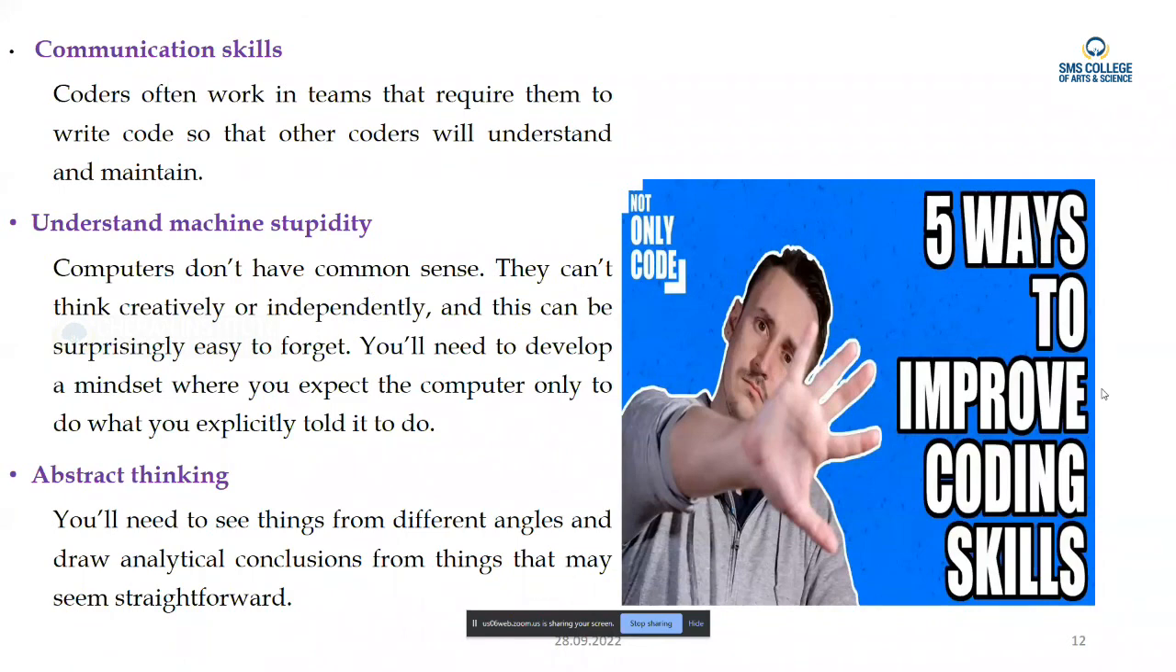Next thing is understand machine stupidity. That means we know that the computer doesn't have any sense. It doesn't think, it doesn't feel, it doesn't react. What you tell it, that will give a result. It does not think independently. It thinks only depending on you, the programmer. So that's why it doesn't have any sense. According to what you want to do, you can think, write a program, and then feed it to the computer.